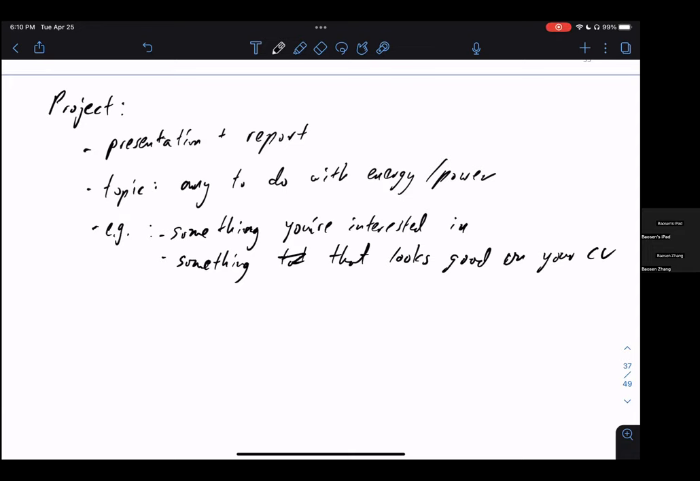I just want to do a product that showcases that you have done this kind of project, which is again totally fine in this class. If you're interested in that, then think about what would look good on your CV.